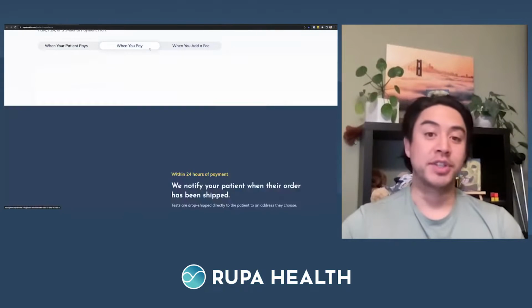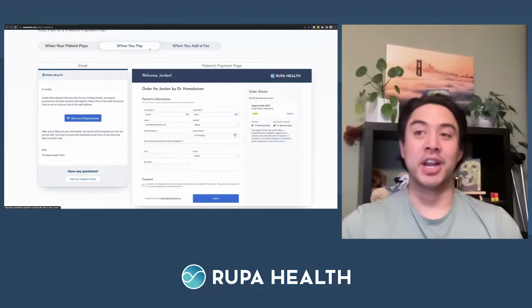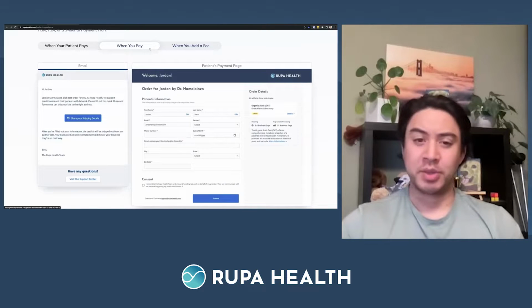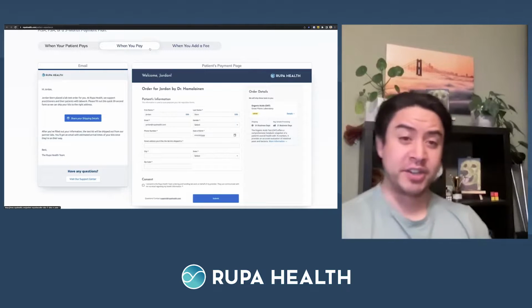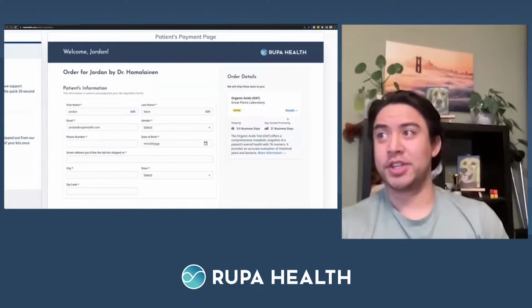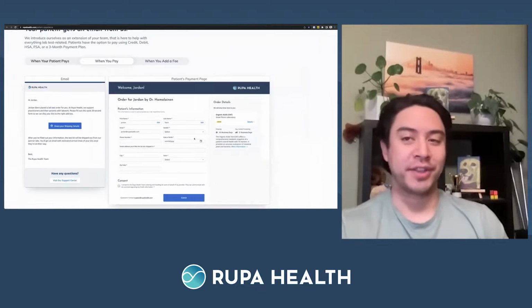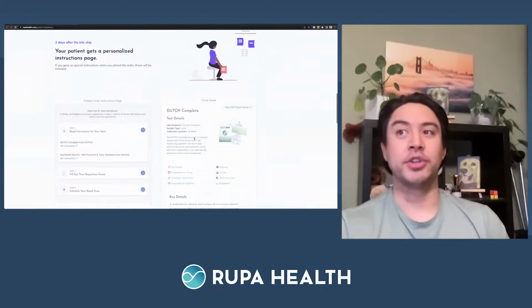Alternatively, if you decide to pay for the tests yourself, no worries at all. Nothing changes with the patient experience. We will still take care of the whole patient experience. The primary differentiator here is that we're just not going to show the cost of the test. You're paying for the tests, and so with that, we're not going to show the patient the cost.